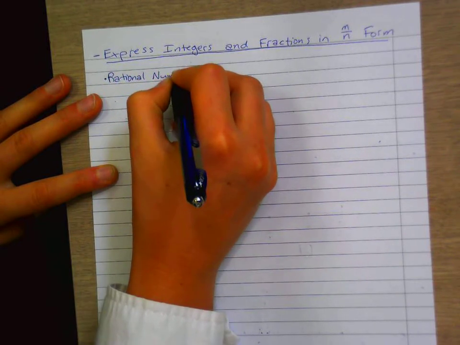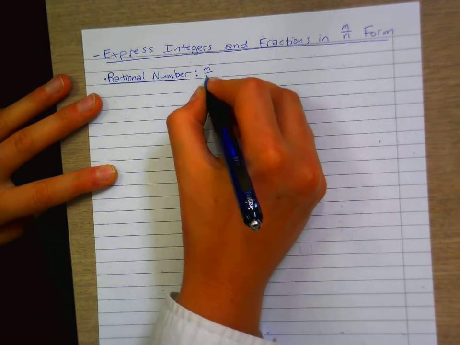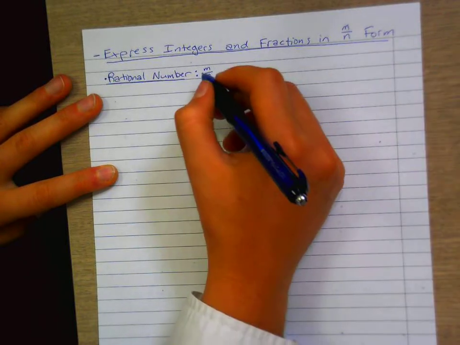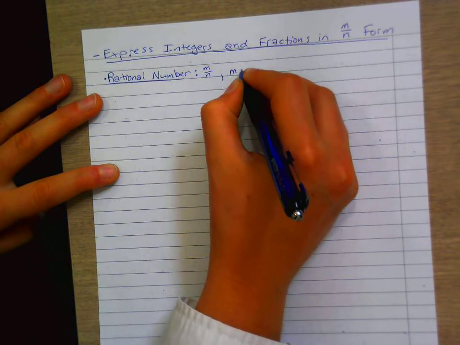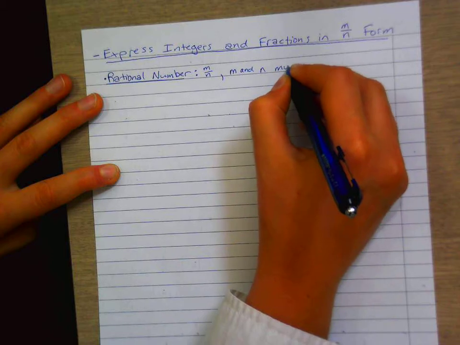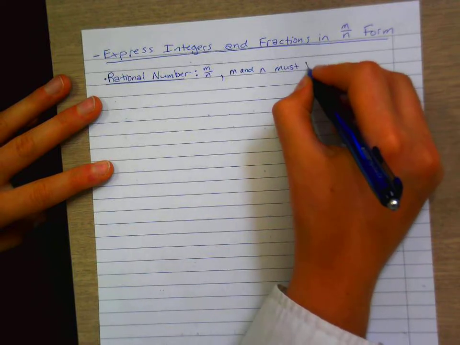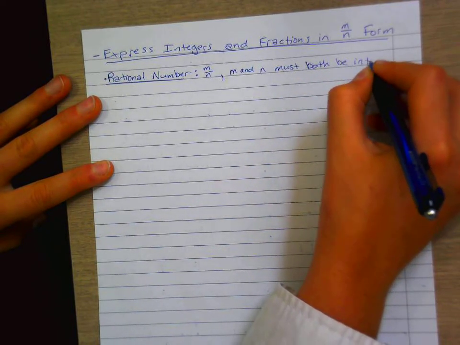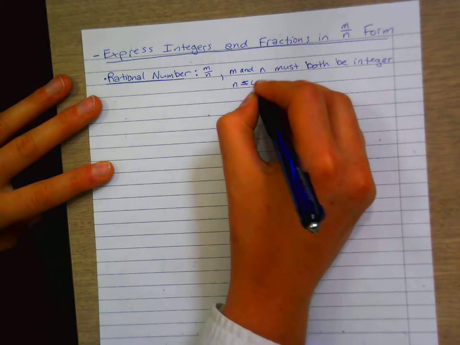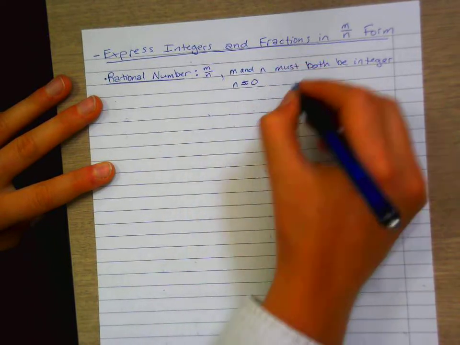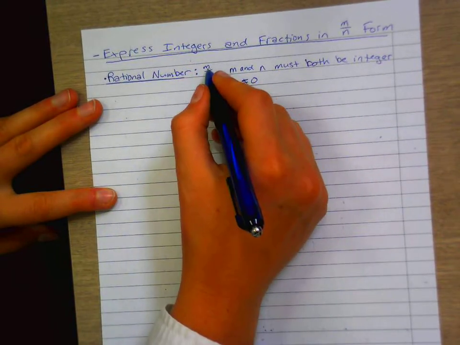Any rational number can be written in the m over n form, just like we're learning in this section. In this form, m and n must both be integers, and n on the bottom cannot equal 0. If you had a number over 0, that would be an undefined number and it would not be rational. So any rational number has an integer as both the top and the bottom number.